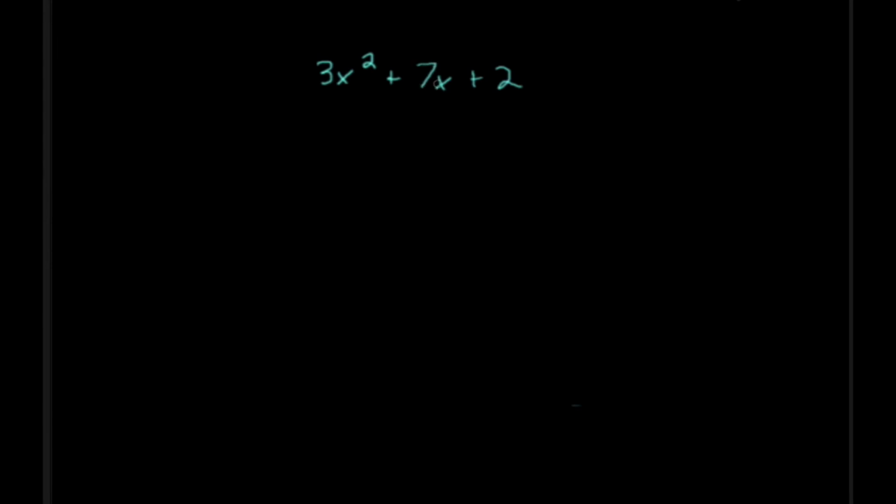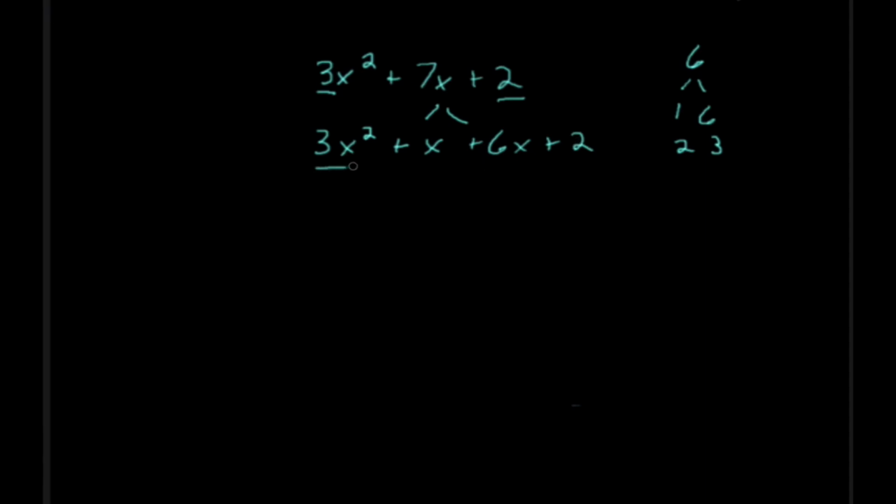I don't know how to split up my 7x, so I'm going to multiply my 3 by my 2, and that gives us 6. It should be pretty obvious what's going to happen here. The factors of 6 are 1 and 6, and 2 and 3. The only two factors that add up to 7 are 1 and 6. So I'm going to split this up into 3x squared plus 1x, or just x. And then I'm going to split up the 7x into 6x and 2.